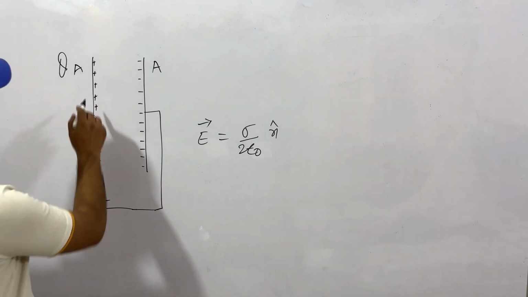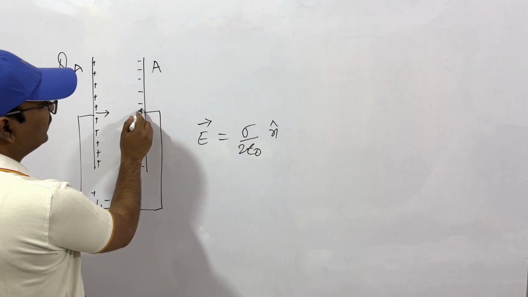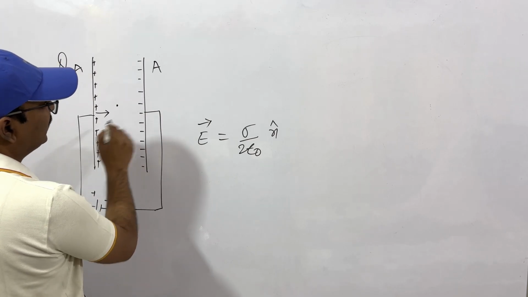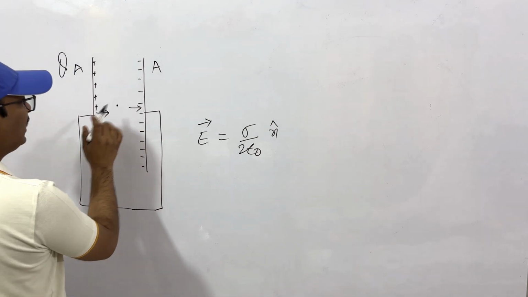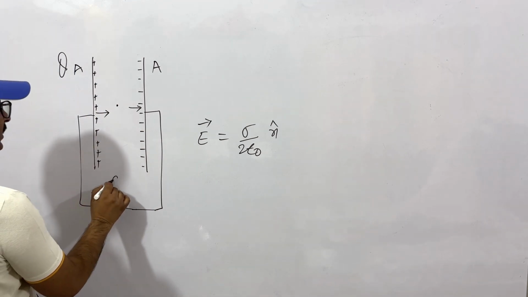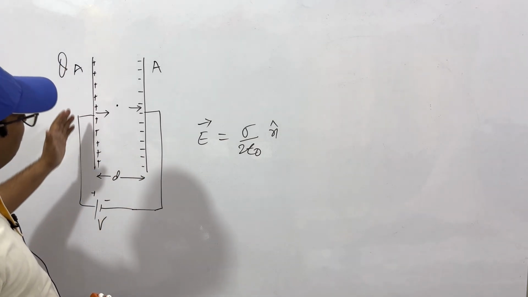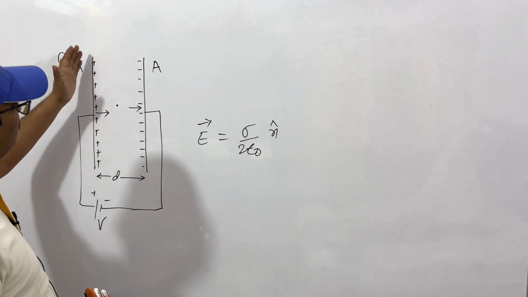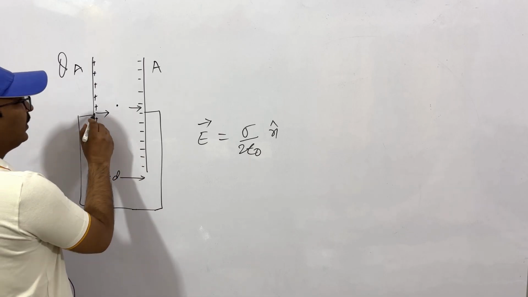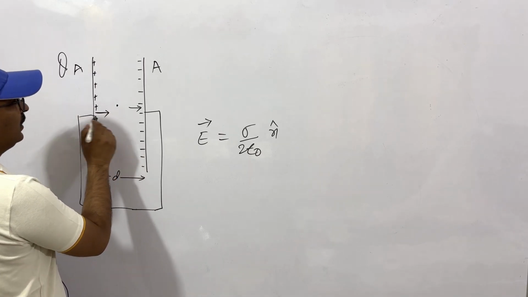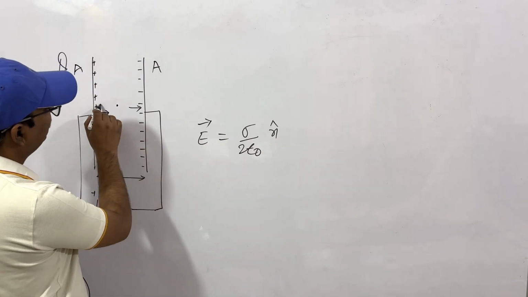Now, the electric field due to this plate will be in this direction, because it is always from positive to negative, and this is negative. The electric field due to this at any point will also be in this direction, so that both electric fields get added. Clear? If d is the distance between the plates, which is very small compared to the area of the plate, then the electric field due to this plate near this surface will be, let's say, E.